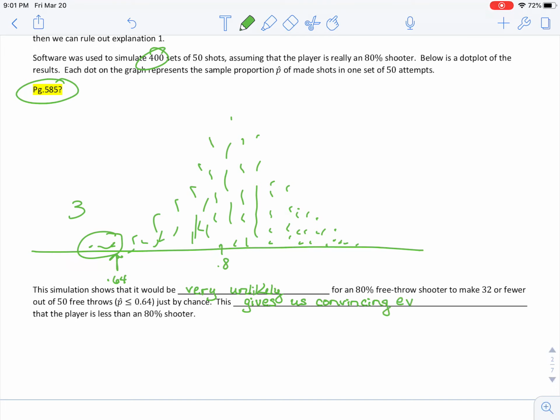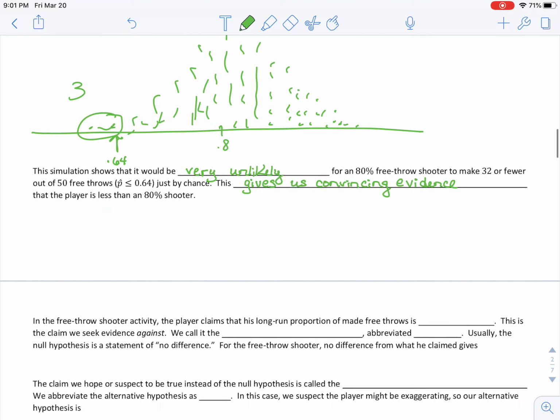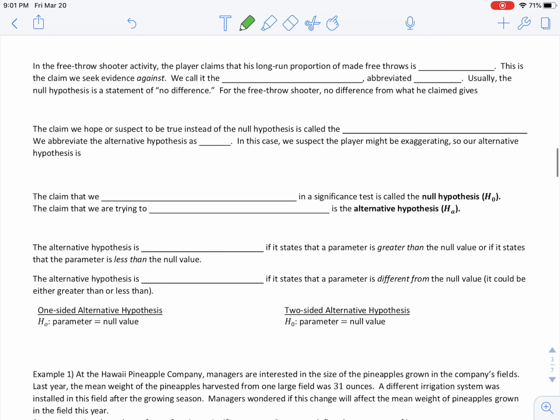We've gone through this process before of using simulation to support whether or not we think one claim is true. It's similar to that, but we're going to get a process so that you can just look at the sample data and not have to simulate doing that multiple times. Okay, so what we just said: the player claims that the true proportion value is 0.8.